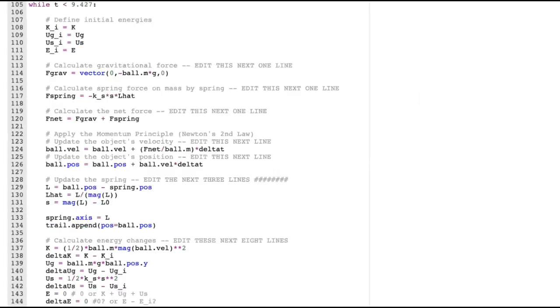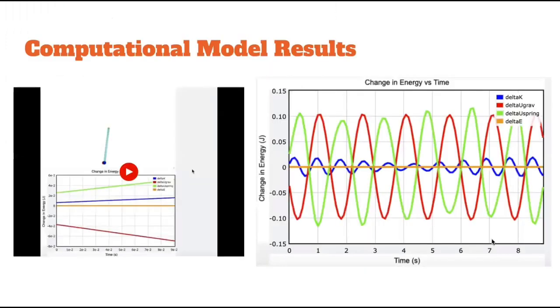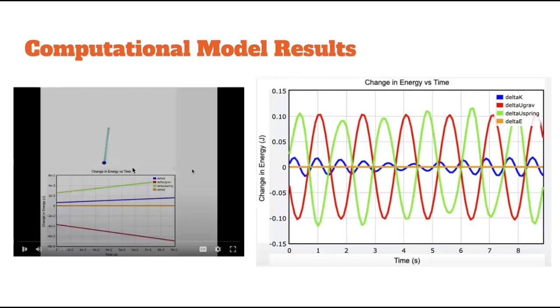Another part of the code was to track the energies. So I edited lines for F grav and F spring to their respective formulas, with F net being the sum. I also edited the update position and velocity lines to their respective formulas. For the delta components, I subtracted the component that was the initial value stored in the section under initial energies. This is the computational model.